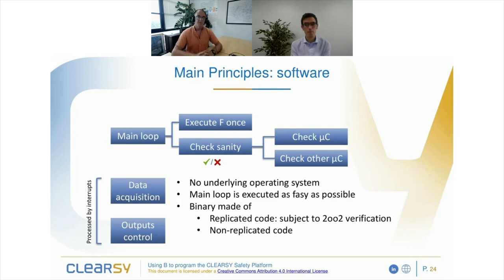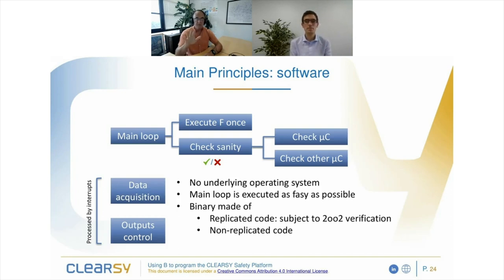So another view for the software architecture. You have one main loop, an infinite loop, which executes F a number of times, and at the same time checks the sanity. So it checks if the microcontroller is sane, and if the other microcontroller is sane. So it computes this red checkbox and red cross thing. This is a sequential iterative behavior. And at the same time, you have interrupted behavior where you get the data and you control the outputs.